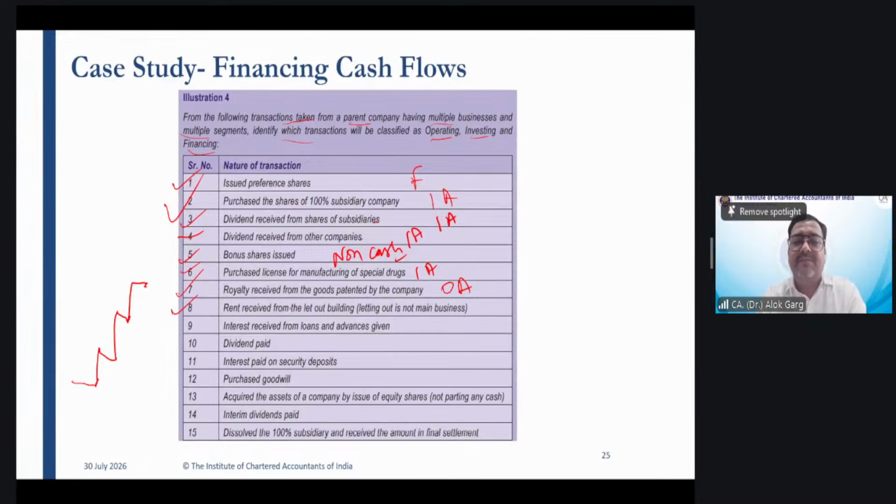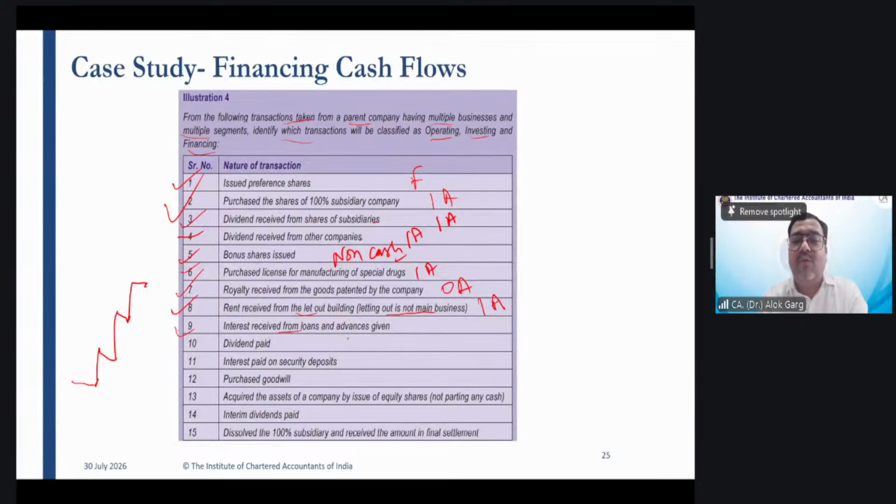Rent received from the let out building. Letting out is not the main business. So the company has investment property, and from the investment property, the company is receiving rent. That is an investing activity, very good. If it had been the main operation, then it would be an operating activity, but here it is not a main operation.